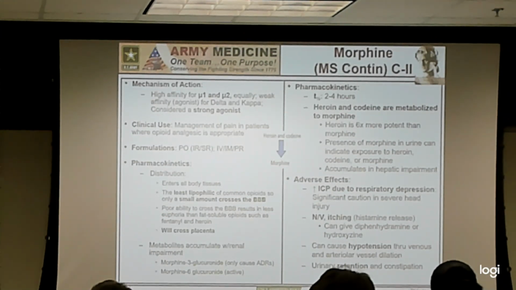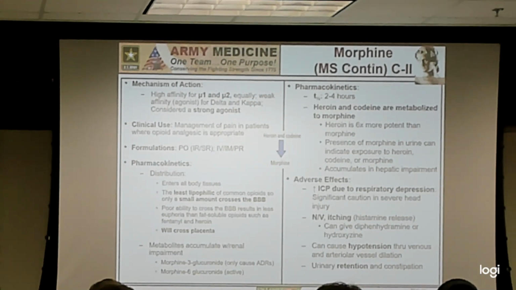So pain, when we're using it, of course, that's why we're using it for pain. There are several different formulations. You have your PO, you have your IV, your IM, rectally they can give it, that's your PR. Your pharmacokinetics. So the thing with this one is the least lipophilic, so that means that only a small amount of it is going to cross your blood-brain barrier, which means that you should have less euphoria. Looking at this, though, you can also see that it can cross the placenta. So again, worrying about the fetus is going to be something that we are concerned with in this patient population.